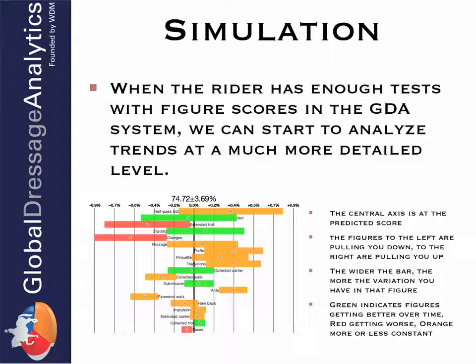What you see then also is that the bars have different widths. The different widths are related to how much spread you have in score in that figure, how well it's mastered. And you also see them in different colors. The red ones are the figures which are getting worse over time, the green ones are getting better in time, the orange ones are staying basically the same.